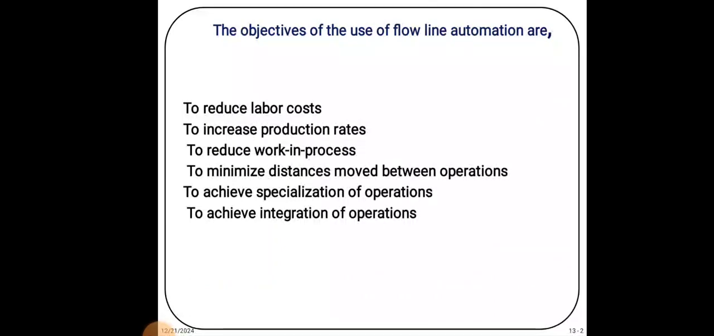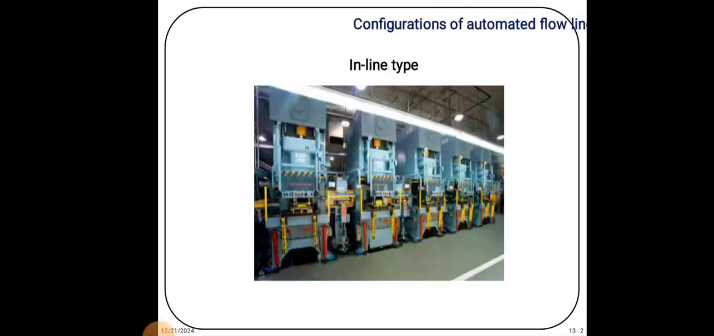Before that, we should know the objectives of using flow line automation: to reduce the labor cost, to increase the production rate, to reduce work in progress, to minimize the distance moved between operations, to achieve specialization of operation, and to achieve integration of operation.